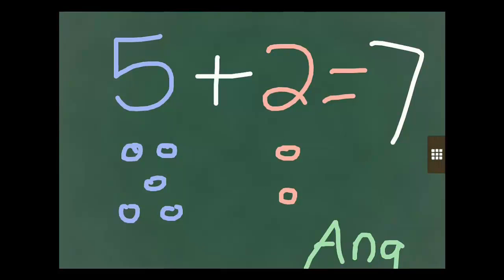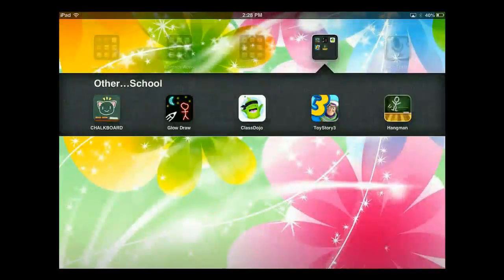So that's Chalkboard and Glow Draw. They're very similar. And again, to do a screen capture, you would hold down the two buttons, the sleep at the top and the home button, and it will take a picture. And then you can go through the photos later.